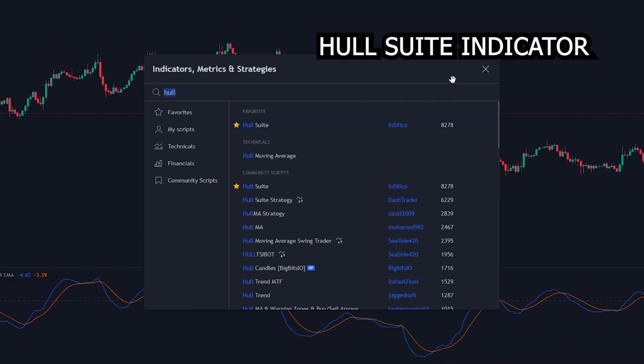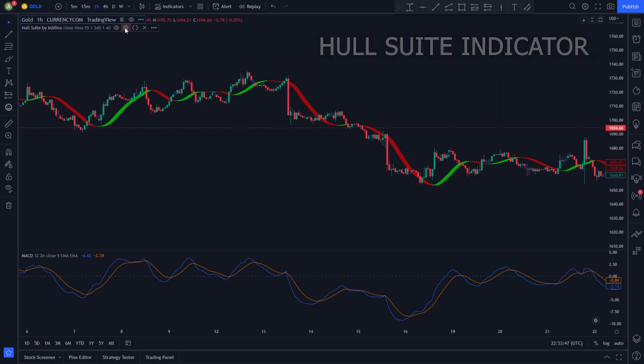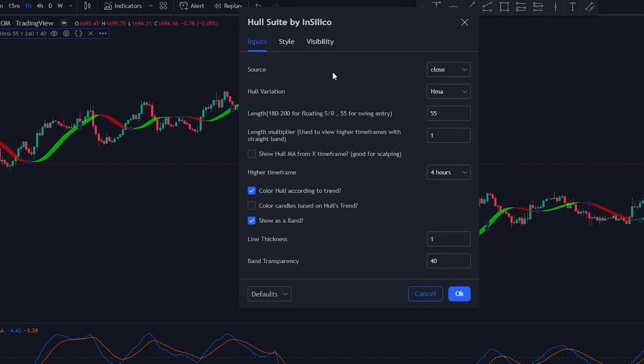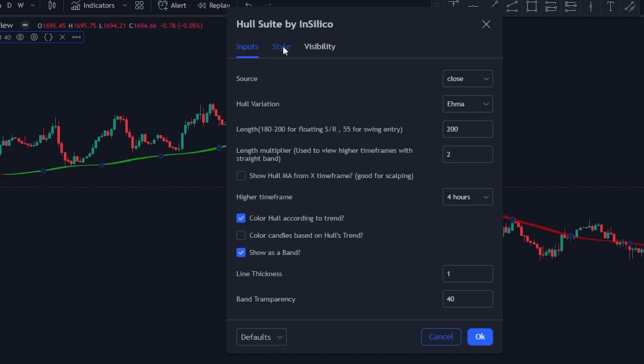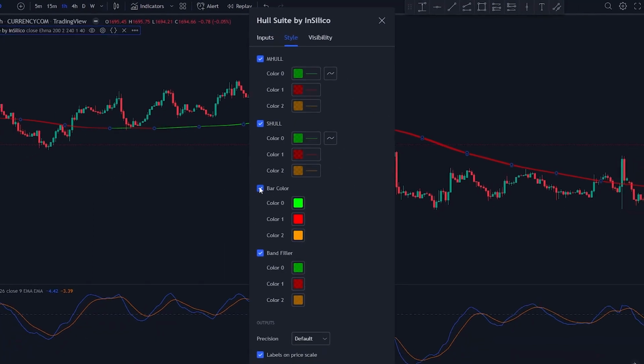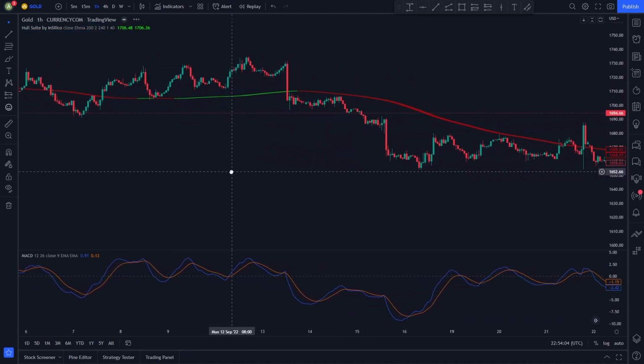After we have added the indicator, we need to tweak its settings. We click on the Indicator Settings button, we head to the Inputs section, we change the Hull variation from HMA to EHMA, then increase the length from 55 to 200, and change the length multiplier from 1 to 2. For the Style section, we will uncheck the bar color, then click OK. Now that both our indicators are configured, we can start with the strategy rules.